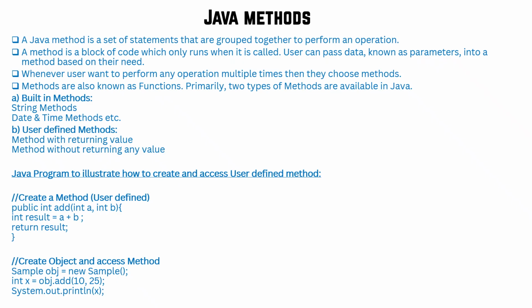Primarily, there are two types of methods available in Java. One is the built-in method, which is already built in. So you have already seen string methods, right? Like toUpperCase, toLowerCase, trim, replace, contains, startsWith, all this part. Those are methods coming from the String class. Okay, I am talking about built-in methods in Java.